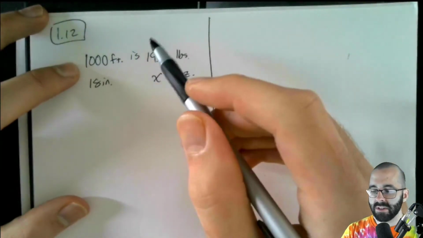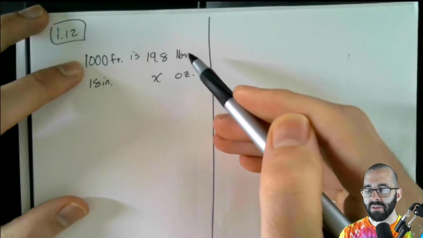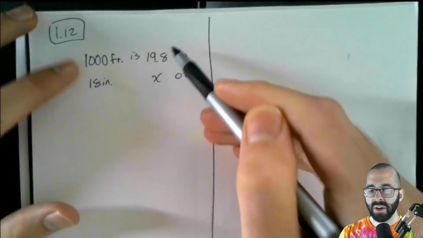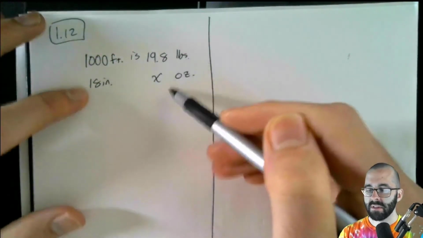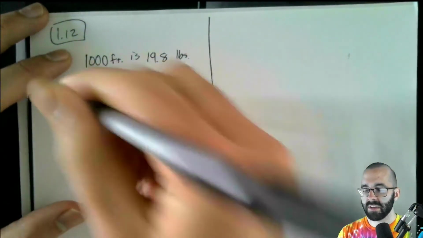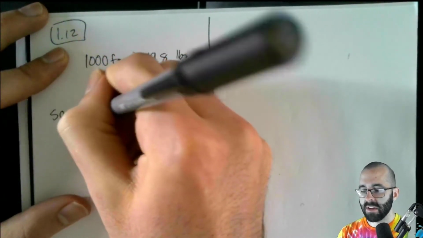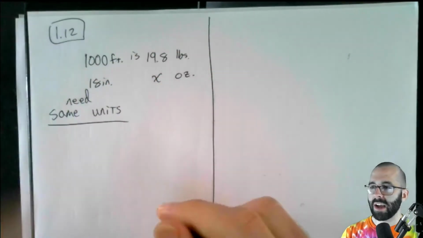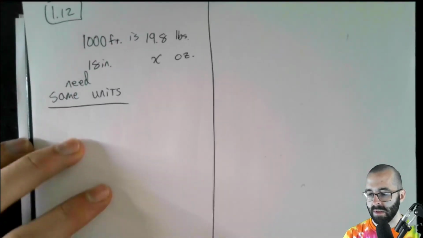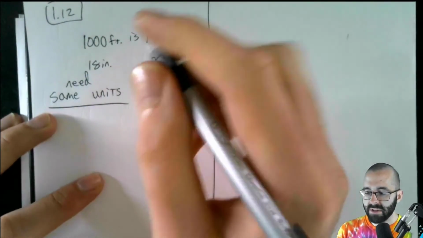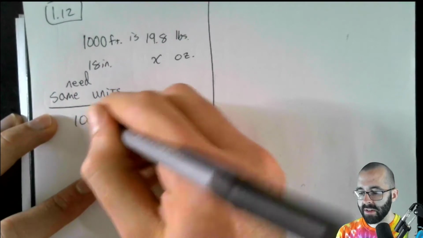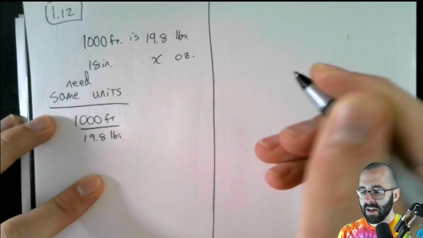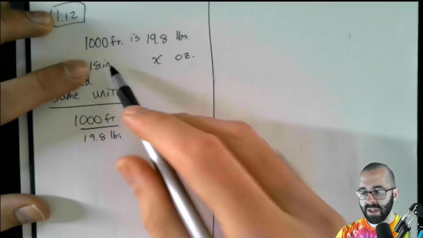So let's convert to find the ratio of length to weight. We can choose either one of these to convert, but we want to convert them to have the same units. Otherwise, we're comparing apples to oranges. Again, there are a lot of different ways of doing this, but let's look at 1,000 feet per 19.8 pounds, and let's convert this to inches and ounces.